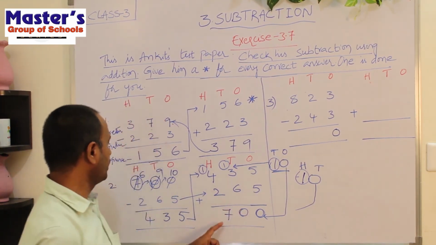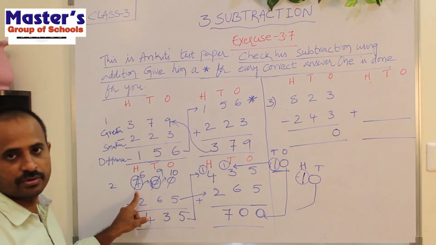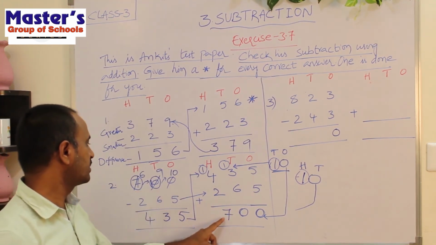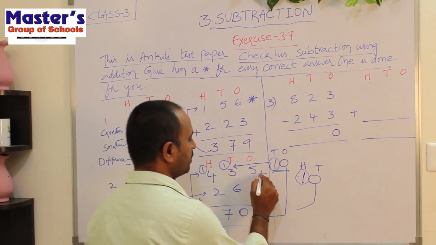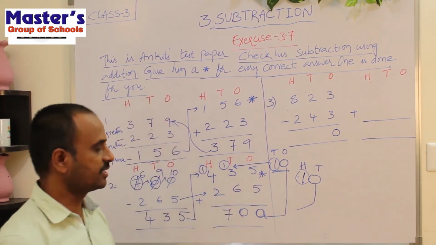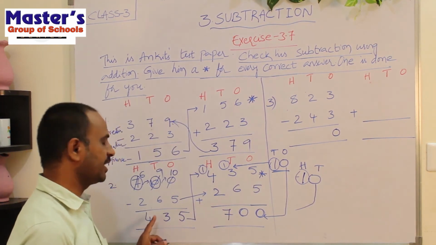So children, what we have got? We have got the greater number. That means we have got the first number. So the subtraction is correct. So put star mark here. So the subtraction is verified and the subtraction is correct.